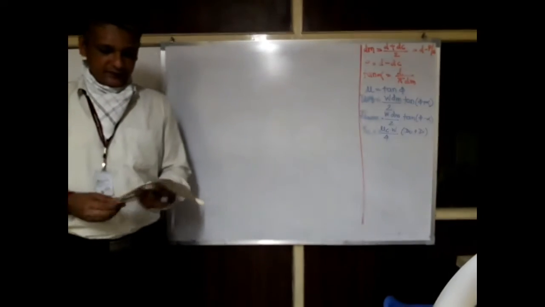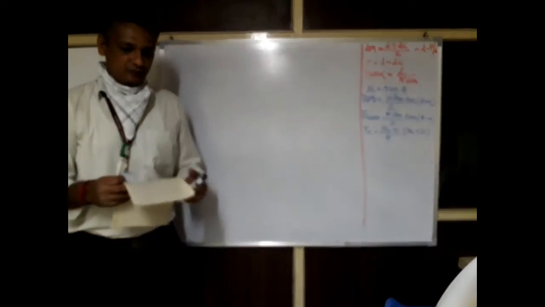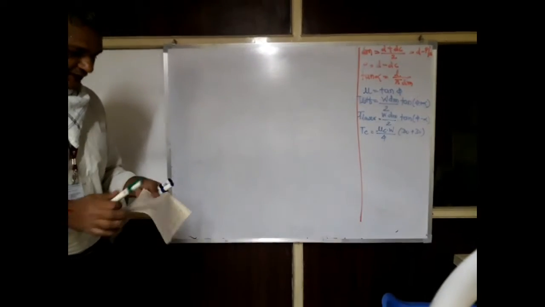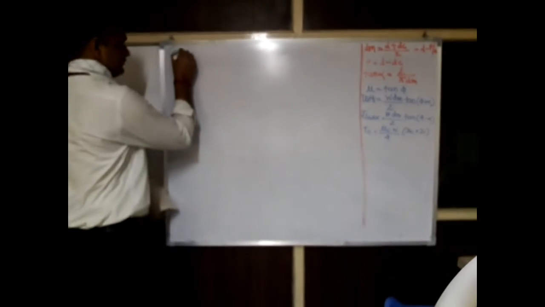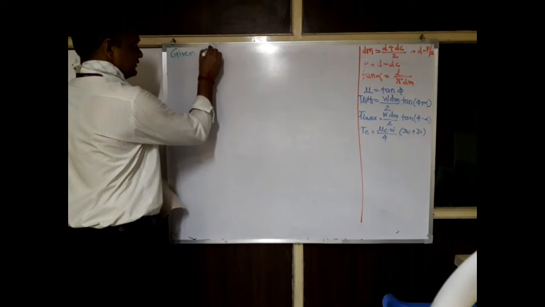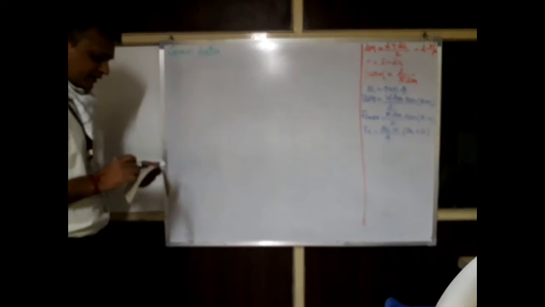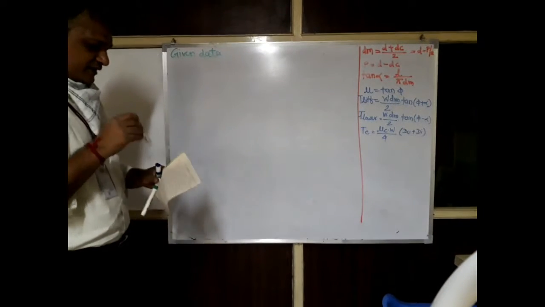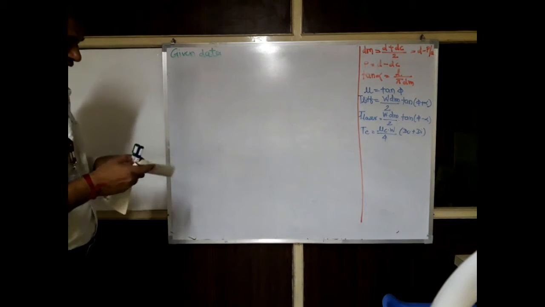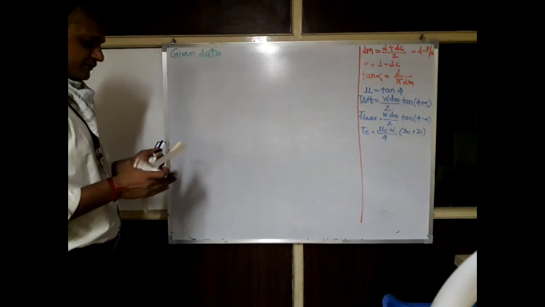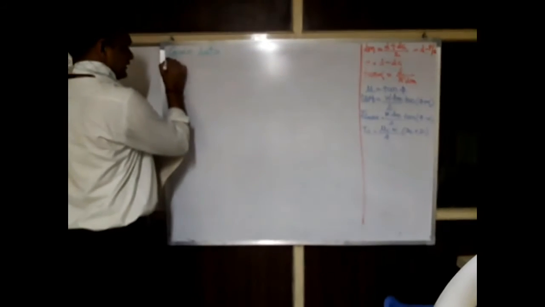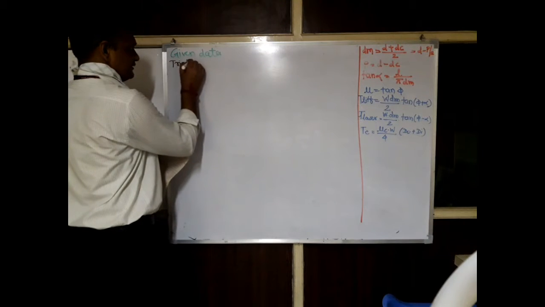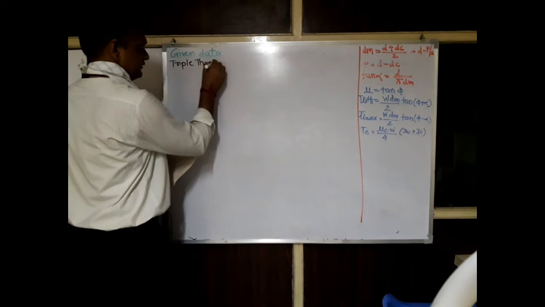Solve the numerical based on that. Now let us see the given data. First of all, I will write the given data. Whenever you write the given data, you will get 1 mark for that. Now, what is the given data with us? That is the nominal diameter of a triple threaded square screw. It is triple threaded.